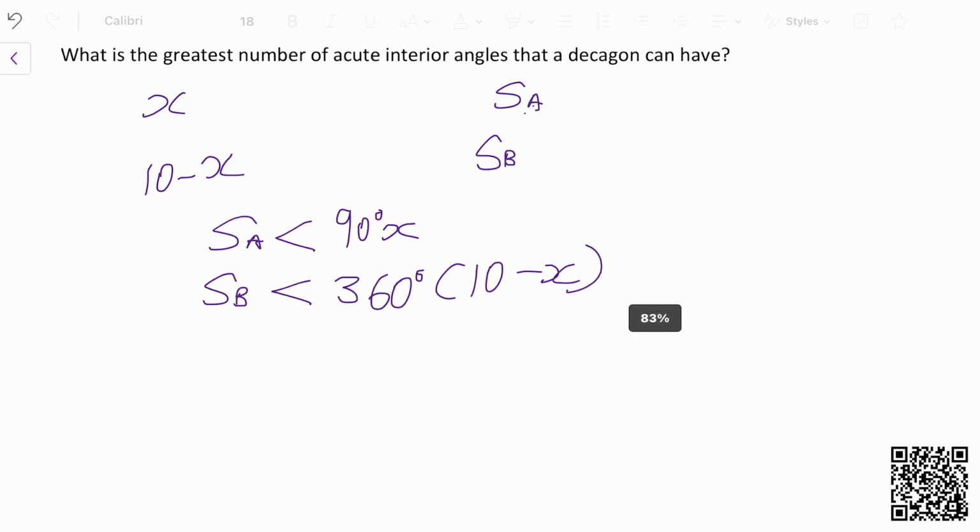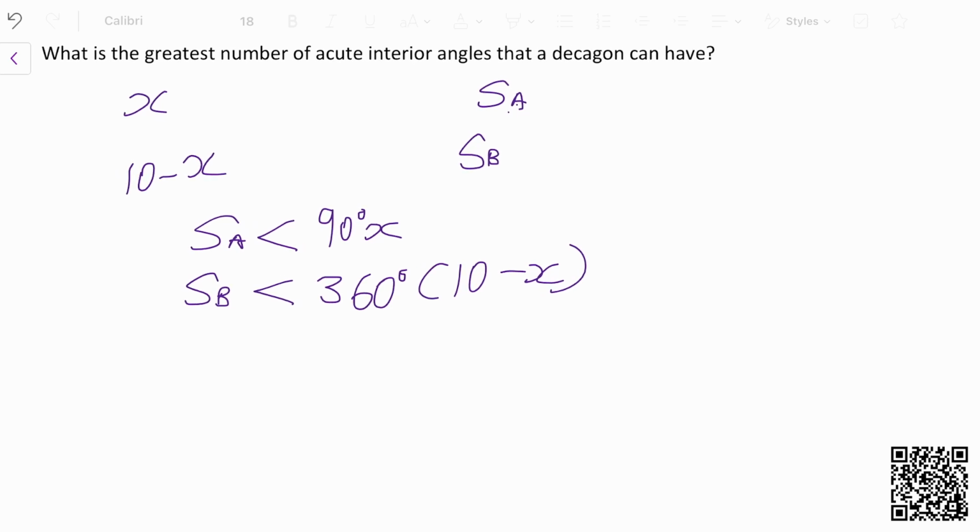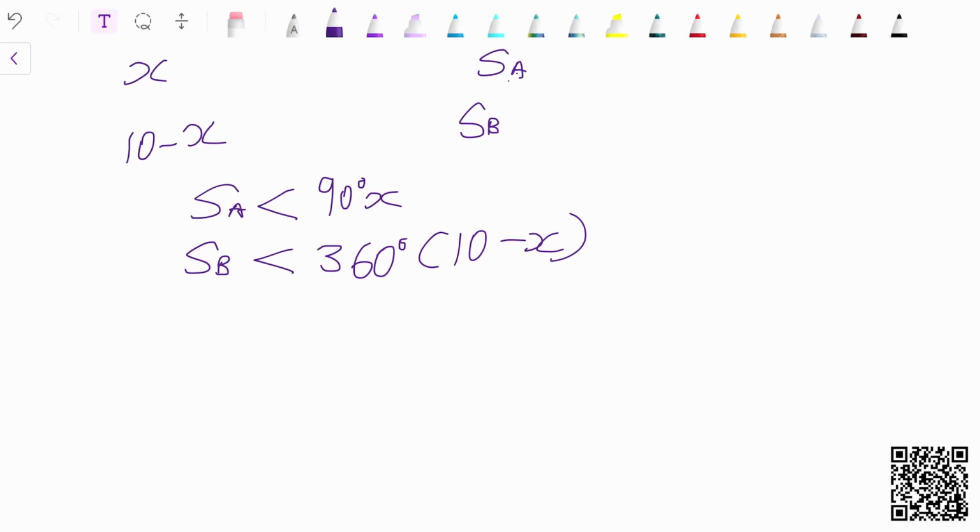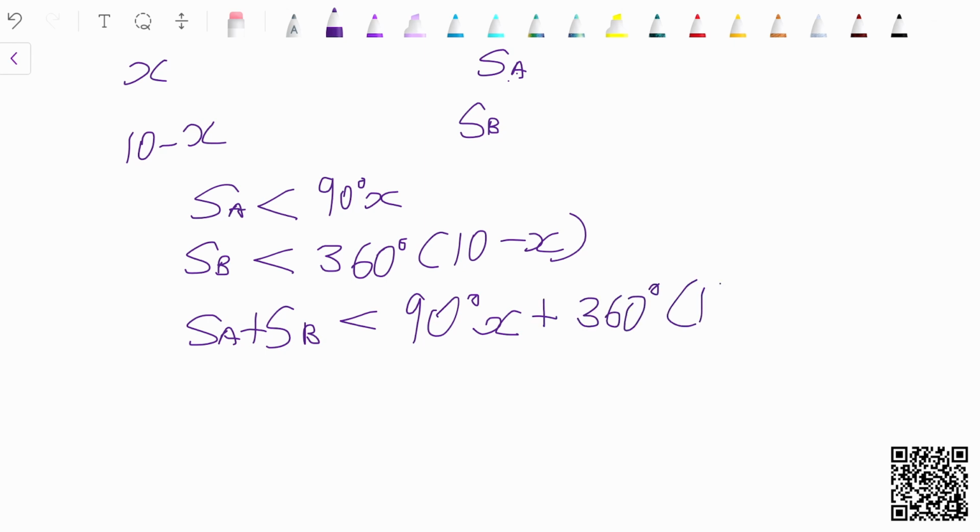So now that we have this sort of equation starting to pan out, we can combine SA and SB to get the total interior angle sum of our decagon. So SA plus SB. And since SA is less than 90 degrees times x and SB is less than 360 degrees times 10 minus x, this means that SA plus SB will have to be less than 90 degrees x plus 360 degrees times 10 minus x.